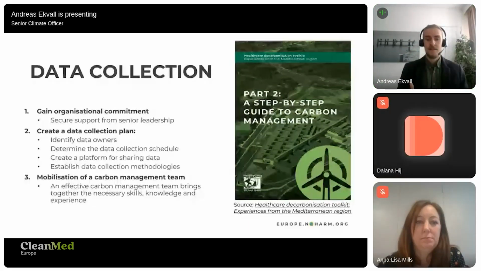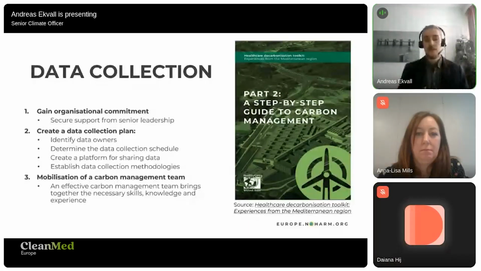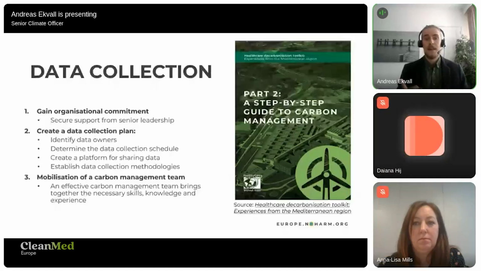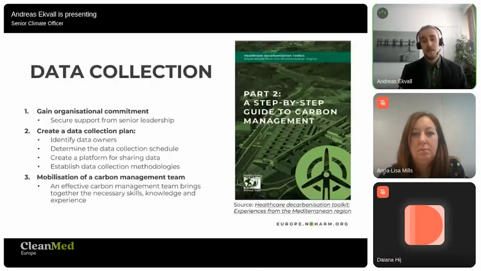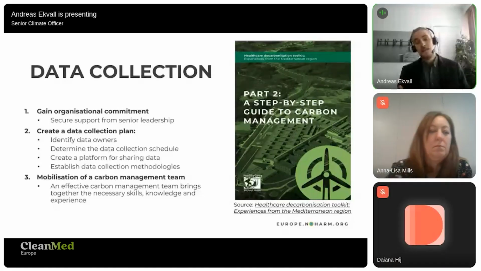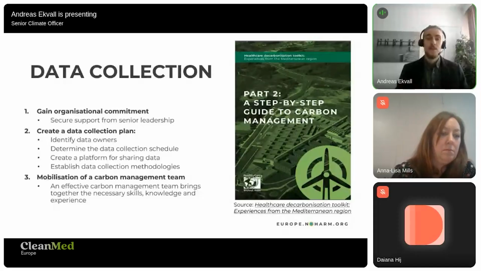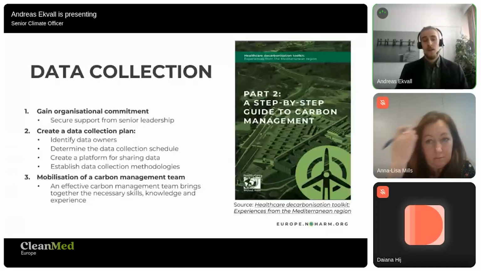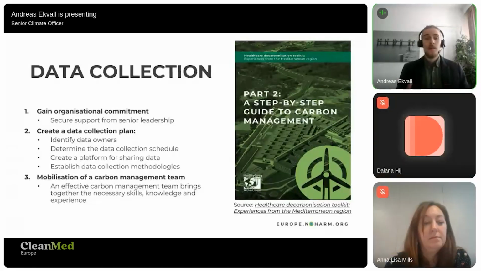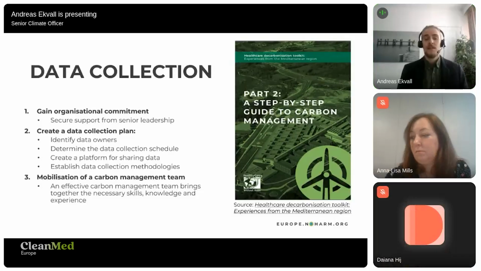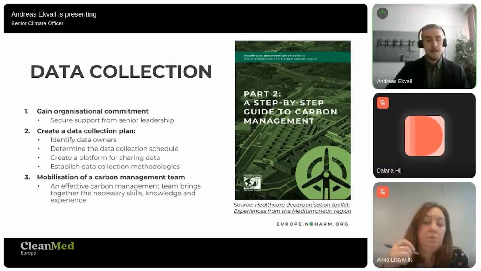This involves identifying who within the organization is responsible for managing the data, determining how often the data needs to be collected, and creating a platform to share the data internally, and often establishing the specific methods that will be used to collect the data. Finally, we need to mobilize the data owners to collect the data. We have a resource called the Carbon Management Team, which outlines the actors that are essential for carbon footprints in healthcare facilities.